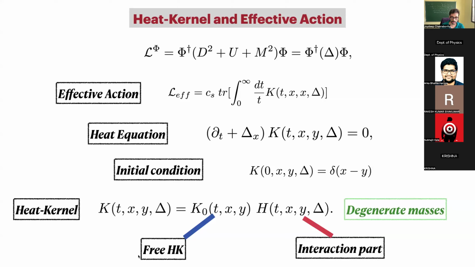Now this heat kernel can be decomposed into two parts. One is the free part, which is when you set U to be 0. That's why you define it as the free part. And when you switch on the U part, it is called the interaction part.